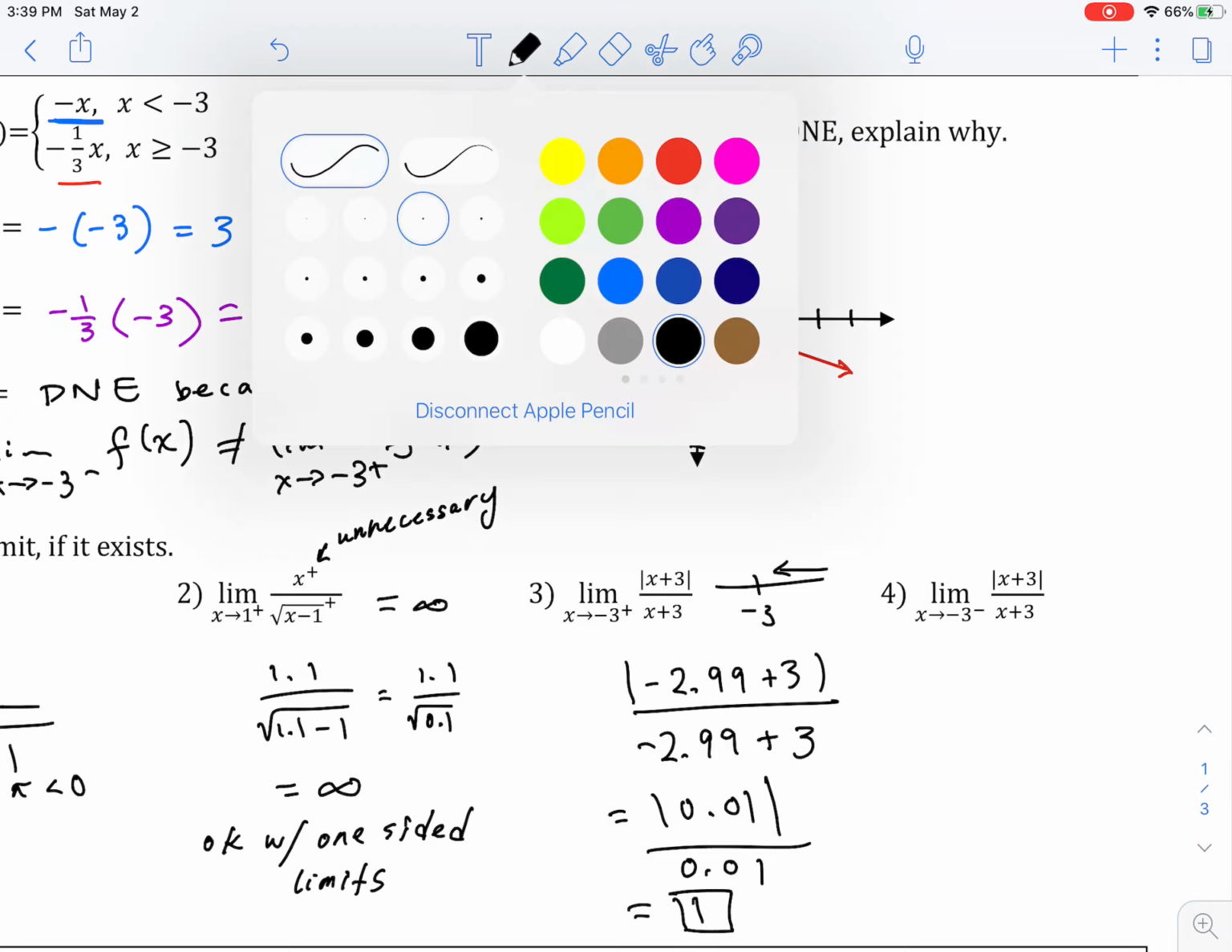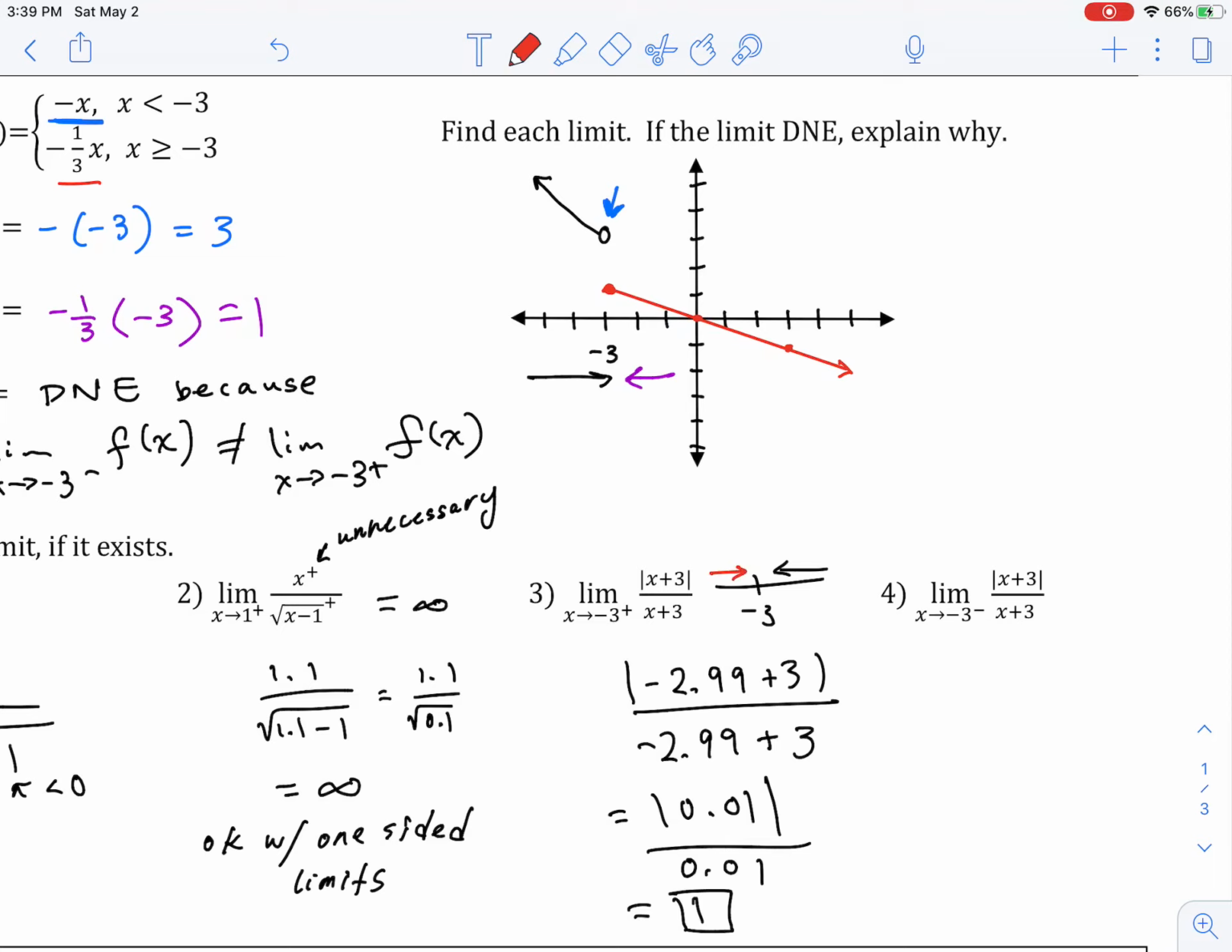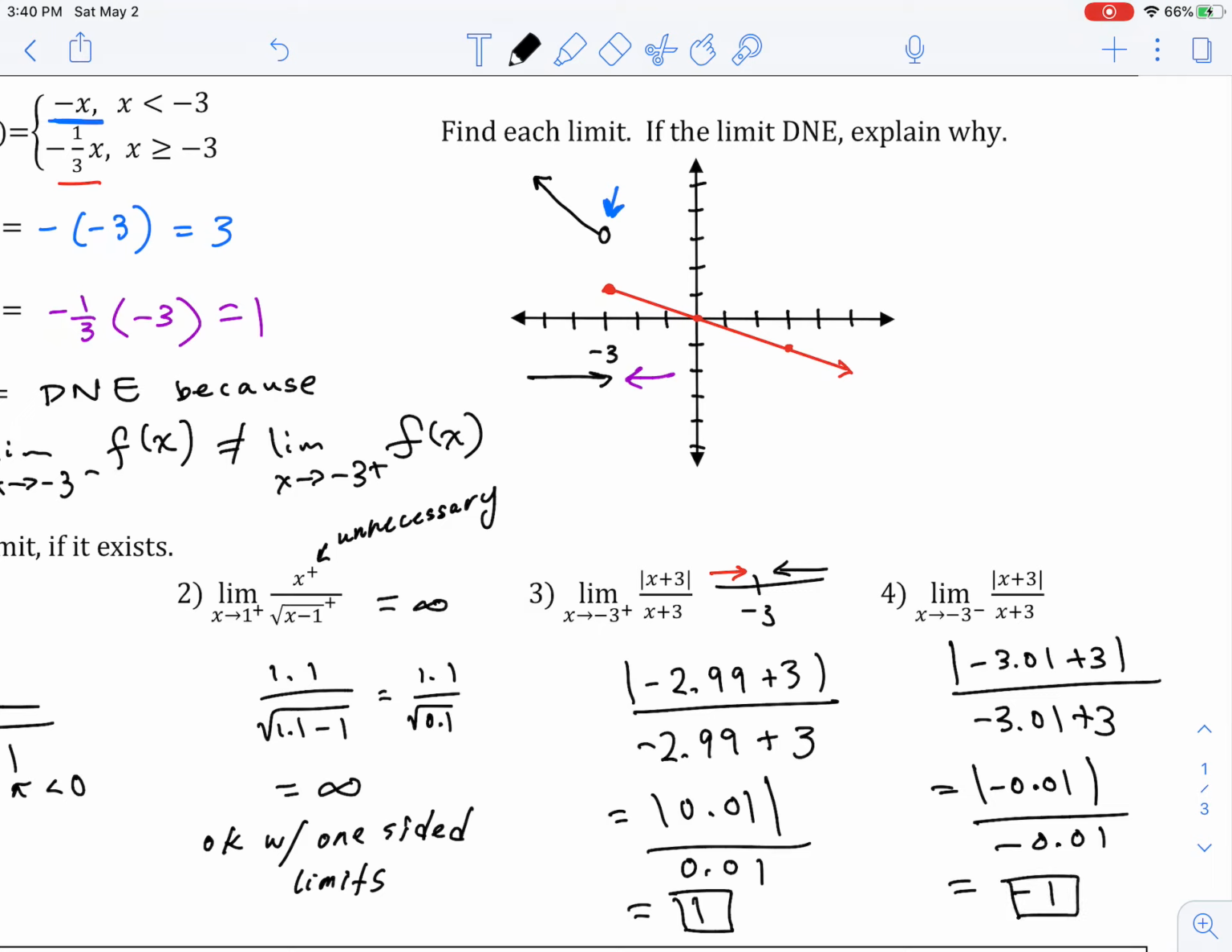What about for the same function as we approach -3, this time from the negative? So we want to choose a value that's a little less than -3. So this time we're going to go the absolute value of -3.01, for example. And you can use any number that you want. It's a little arbitrary, as long as it gives you a good picture of what's going on here with the limit. And to clean that up, that gives me -0.01, the absolute value of that, over -0.01. Well, the absolute value in the numerator is going to make that positive. So we've got positive 0.01 over -0.01. And that gives me just -1.